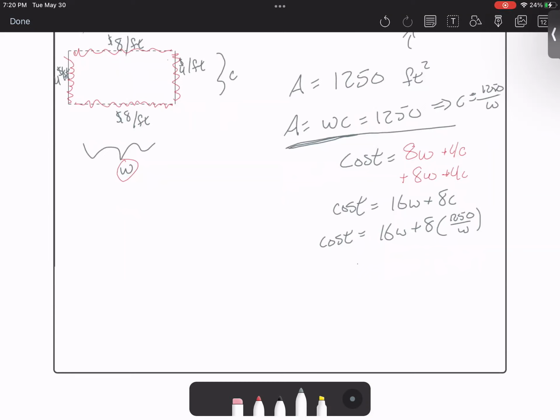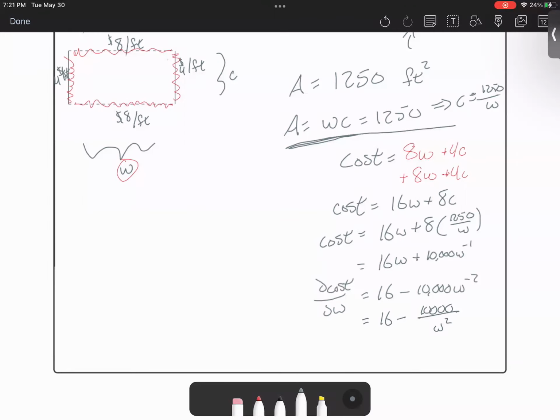Okay, so cost is equal to 16W plus, what is 8 times 1250? That gives me an even 10,000. I've got 10,000 times W to the minus 1. The derivative of the cost function with respect to W is going to be 16 minus 10,000 W to the minus 2. So that's 16 minus 10,000 over W squared.